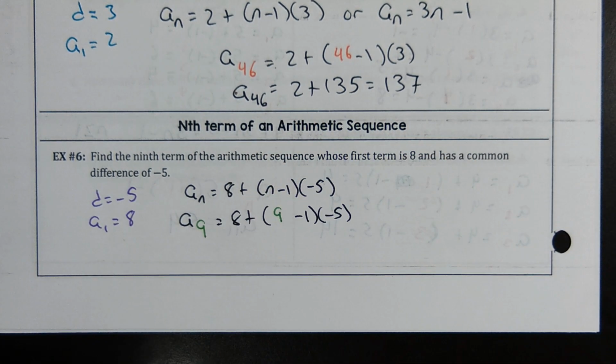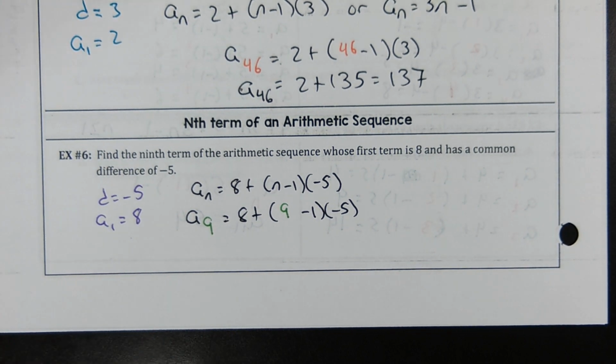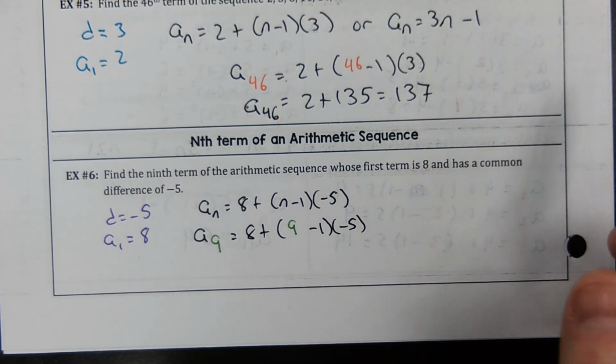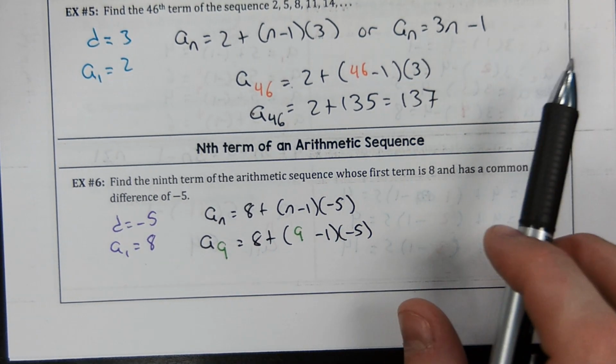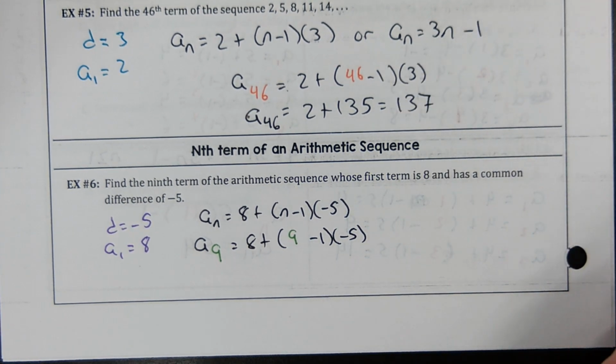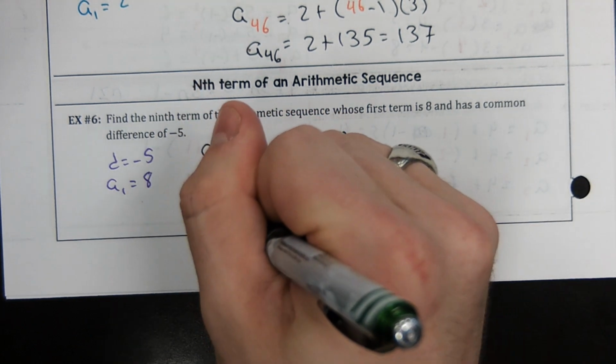When I did the math to find which term is the 137, I got 45.6. Did you plug it in? Where did you plug in the 137? I did 137 equals 3n minus 1. So you added 1 to both sides? Yeah. And got 138? Subtracted. Yep. Okay.